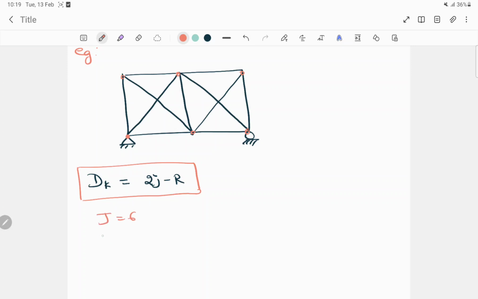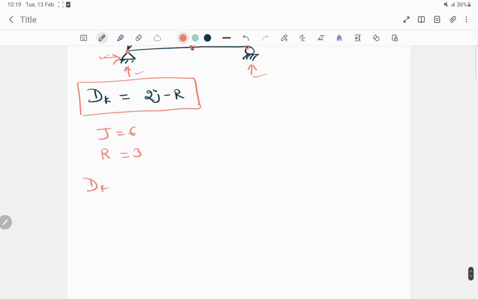And how many unknown reactions? In case of the roller there will be only one unknown reaction, and in case of the hinge there will be two unknown reactions. So the total number of reactions is 1, 2 and 3. So we just need to put all the values in this formula: 2 into j, which is 6, minus 3. So 2 sixes are 12, minus 3, we get 9. So for this case also the degree of kinematic indeterminacy is 9.